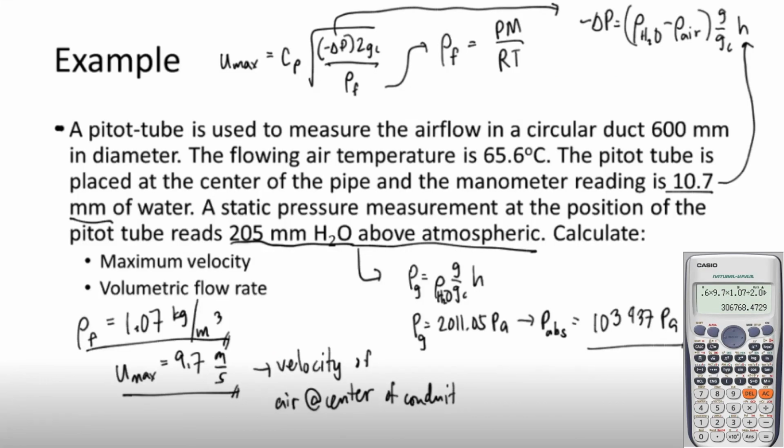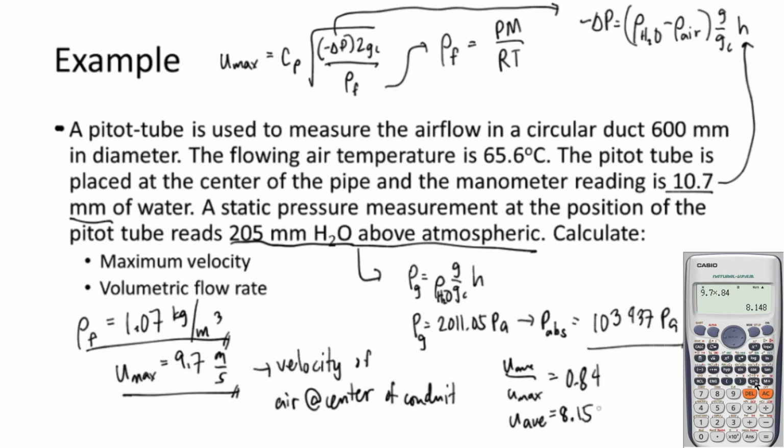If our ratio of average to maximum is 0.84, we simply multiply our maximum velocity, 9.7 meters per second, with 0.84 to get the average velocity. Our average velocity is equal to 8.15 meters per second. This is what we are going to use to calculate for the volumetric flow rate.